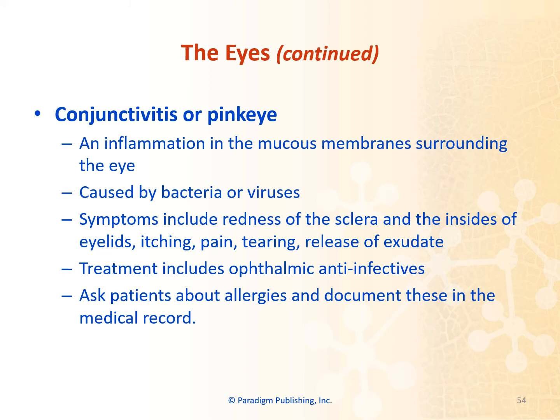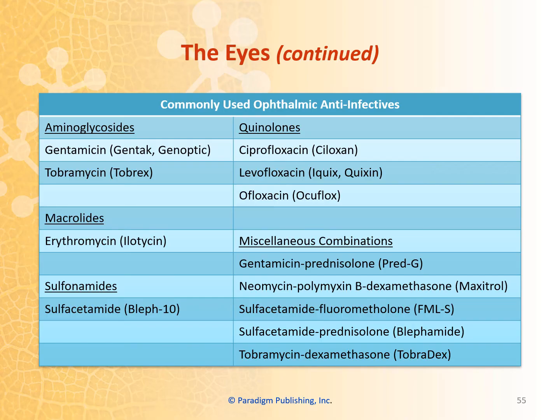Conjunctivitis or pink eye is the inflammation of the mucous membrane surrounding the eye. It's caused by bacteria or viruses. Symptoms include redness of the sclera and the insides of the eyelids, itching, pain, tearing, and release of exudate. The treatment includes ophthalmic anti-infectives, and ask patients about allergies and document these in the medical records. These are different drugs that are listed for pink eye or conjunctivitis. They're listed on page 650 of your book.